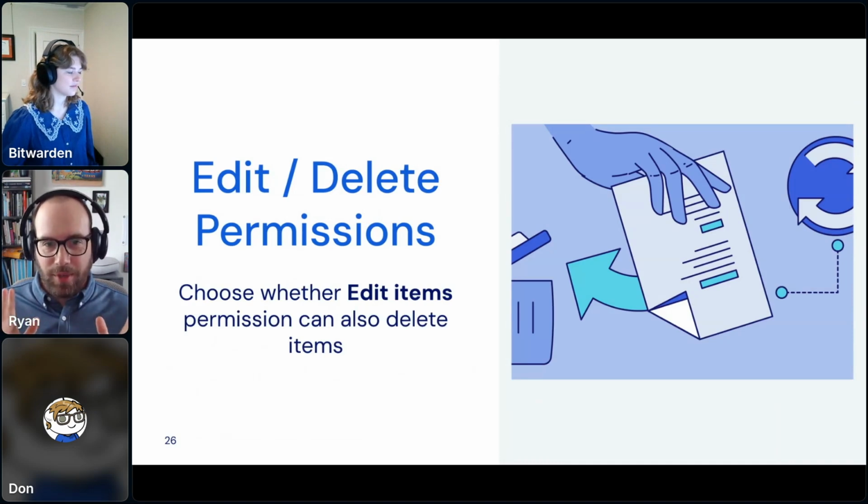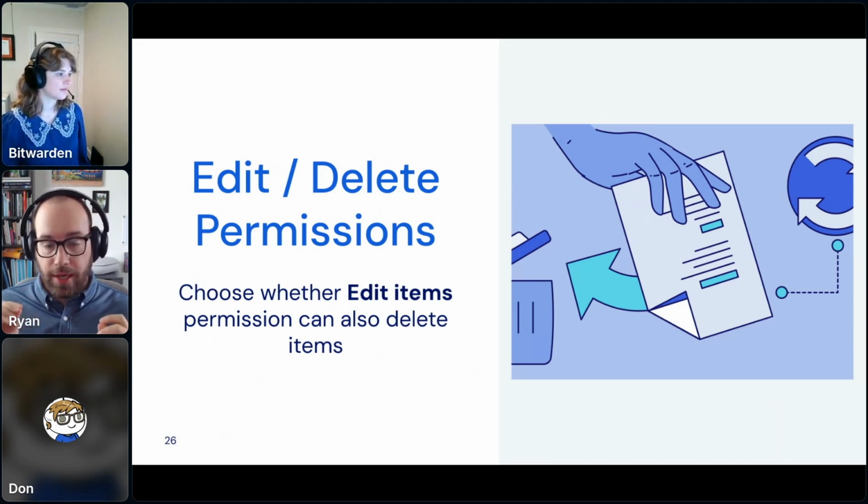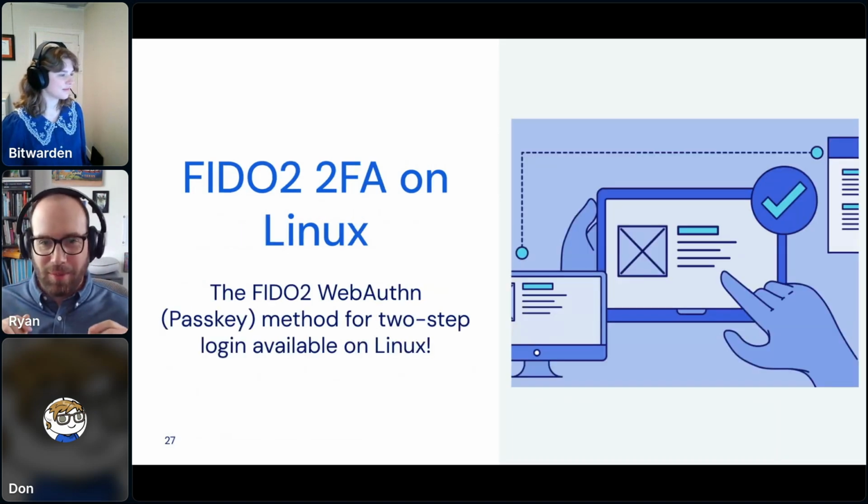Also, we're going to see an update to the edit and delete permissions available in the collection management settings. So the edit items permission currently does not have the ability to delete items. You have to have the manage collection capability for that. But now there's going to be an option to choose whether or not the edit items permission will allow that member to also delete items as necessary. So this is actually a reverting back to what our prior behavior was before. But now it's a flexible option, which is great.